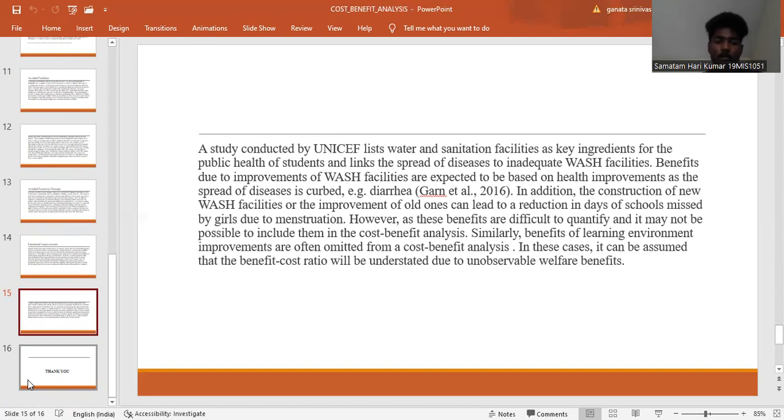Benefits due to improvements of WASH facilities are expected to be based on the health improvements as the spread of diseases is curbed, for example diarrhea. In addition, the construction of new WASH facilities or improvement of old ones can lead to a reduction in days of school missed by girls due to menstruation. And the benefit cost ratio would be understated due to unobservable welfare benefits.